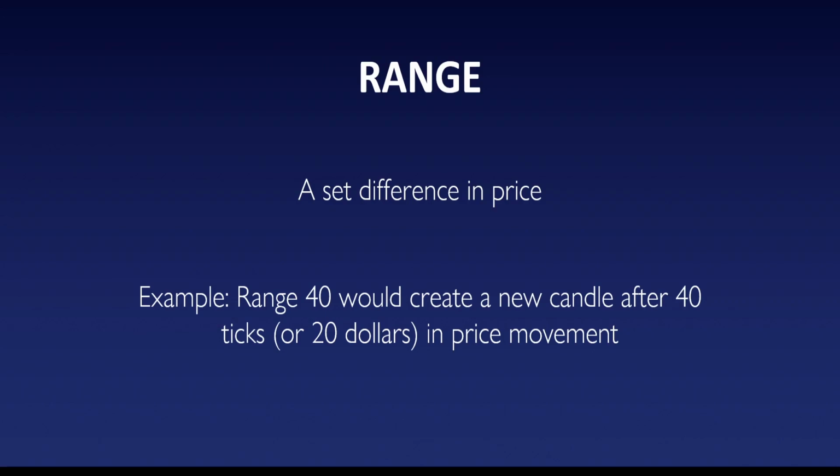We have covered range charts, which basically show a set difference in price. An example would be a range 40 chart, which would create a new candle after 40 ticks. In other words, $20, because one tick is 50 cents, right?